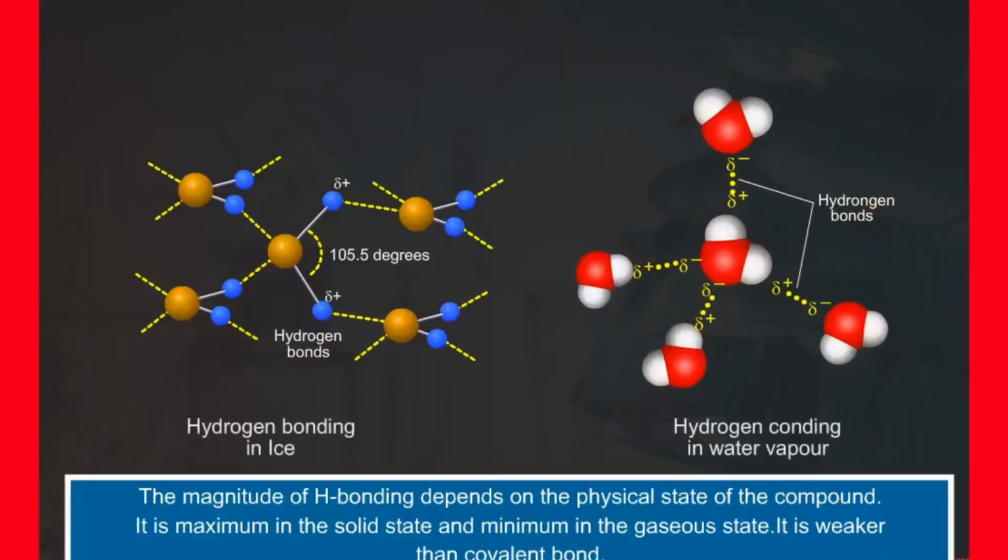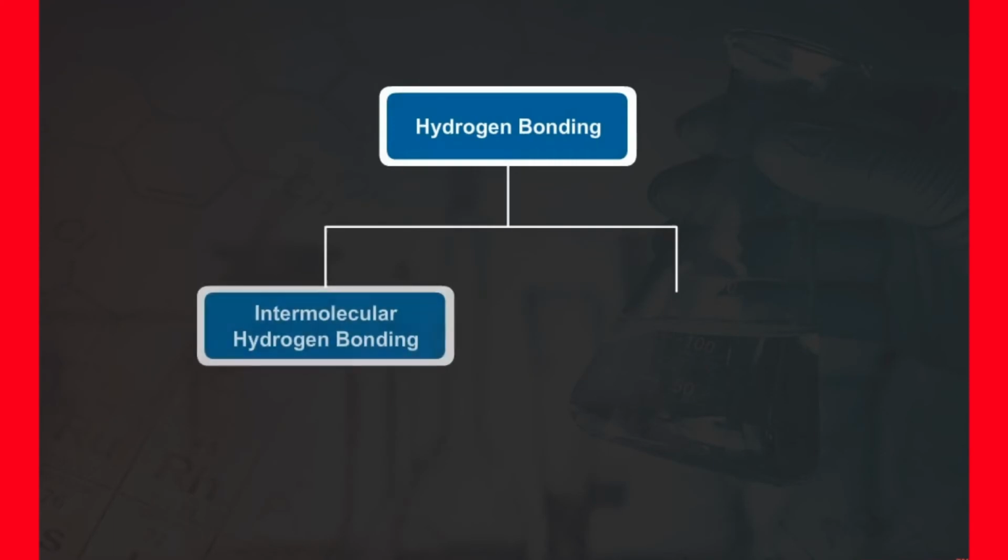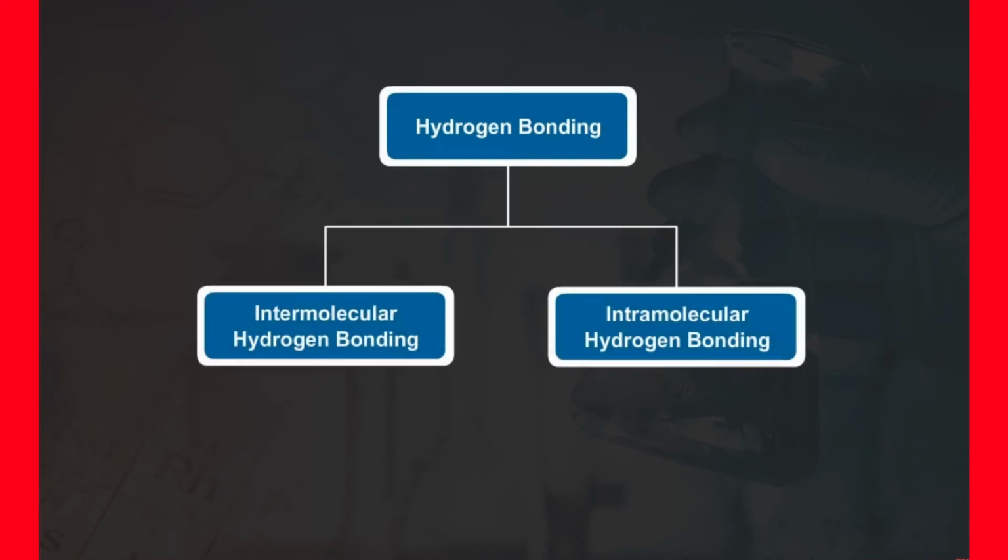The magnitude of hydrogen bonding depends on the physical state of the compound. It is maximum in the solid state and minimum in the gaseous state. It is weaker than a covalent bond. There are two types of hydrogen bonding: intermolecular hydrogen bonding and intramolecular hydrogen bonding.